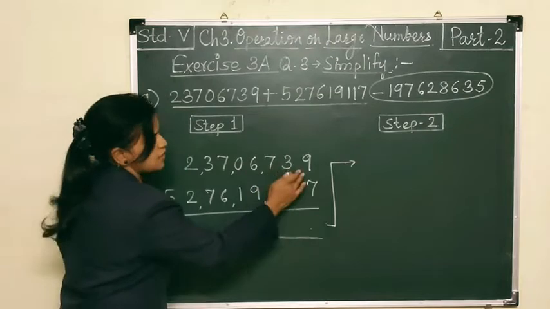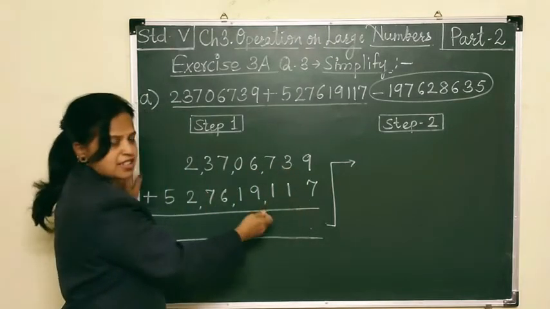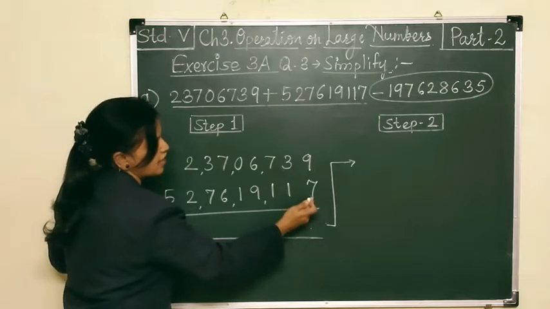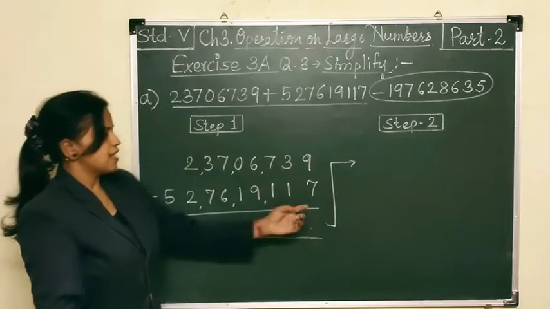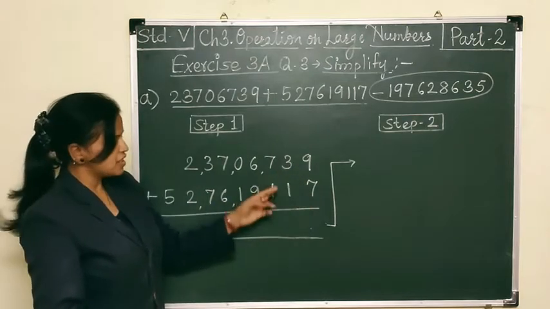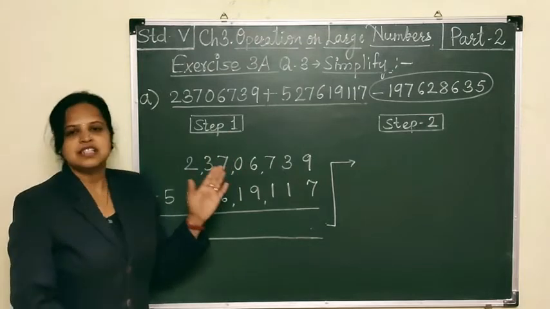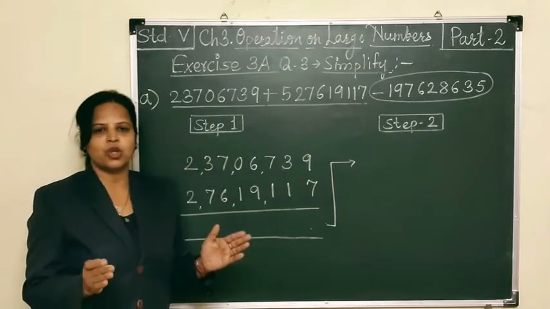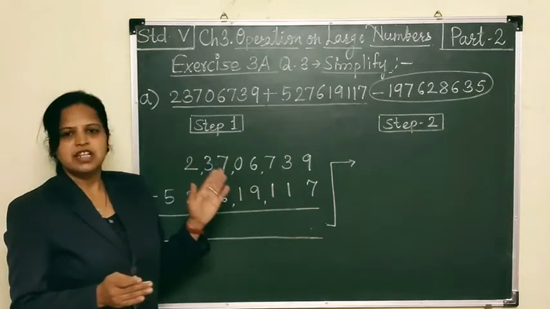What have I done? I have written the first number in the regular manner, but when writing the next number, I started writing the digits from the extreme right side, like this: 7, 1, 1, one below another. You have to write the digits one below another in the proper columns. That is very necessary. If the arrangement is wrong, the answer will be wrong. So that is very, very important.